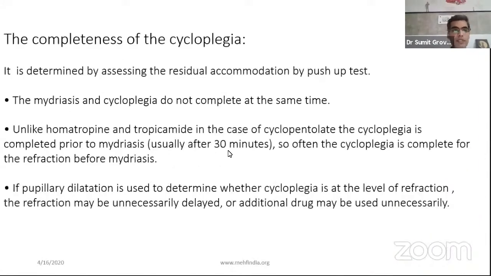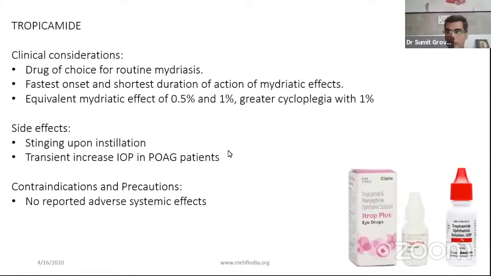Now we'll come to the individual drugs one by one. Tropicamide is the drug of choice for routine mydriasis, with the fastest onset and shortest duration of action. The mydriatic effect of 0.5% and 1% is equivalent, but greater cycloplegia comes with 1%. Commercially, it is available as 1%, as well as in combination with phenylephrine; 0.8% tropicamide and 2.5% phenylephrine is most commonly used in India. Side effects are stinging upon instillation, which can be decreased by using proparacaine or lignocaine before its application.